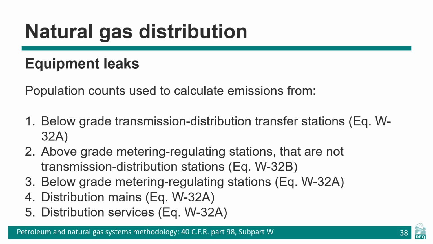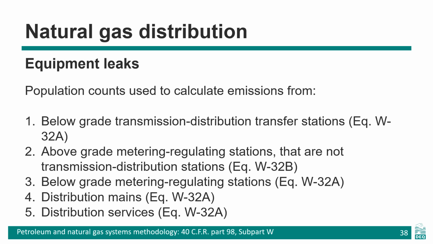Population counts are mainly used to estimate emissions from below-grade components that cannot be surveyed. This includes below-grade transmission distribution and metering regulating stations, which are categorized by pressure, and distribution mains and services, which are categorized by material.